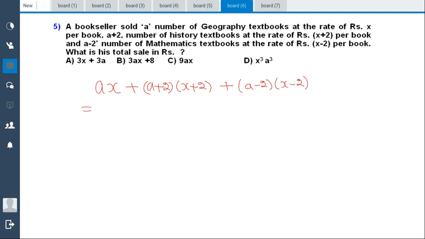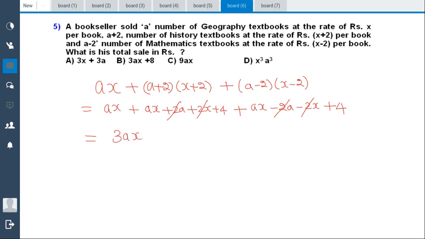You are supposed to expand. So this is AX, then A plus 2 into X plus 2, so this is AX plus 2A plus 2X plus 4, plus AX minus 2A minus 2X plus 4. So 2A and 2A get cancelled, 2X and 2X get cancelled. Therefore, you have 3AX plus 8. So 3AX plus 8 is the answer for this question. Okay, next.